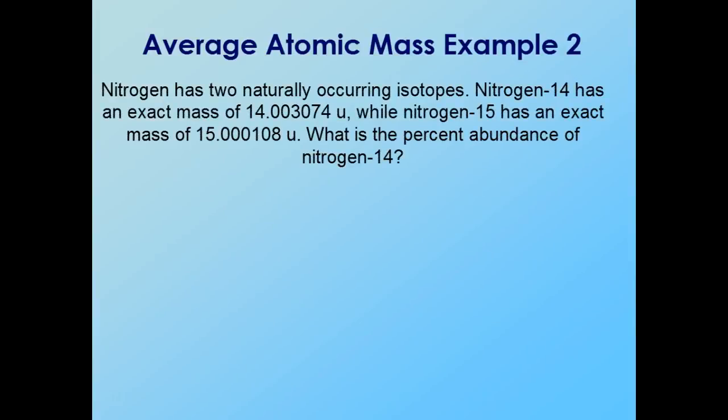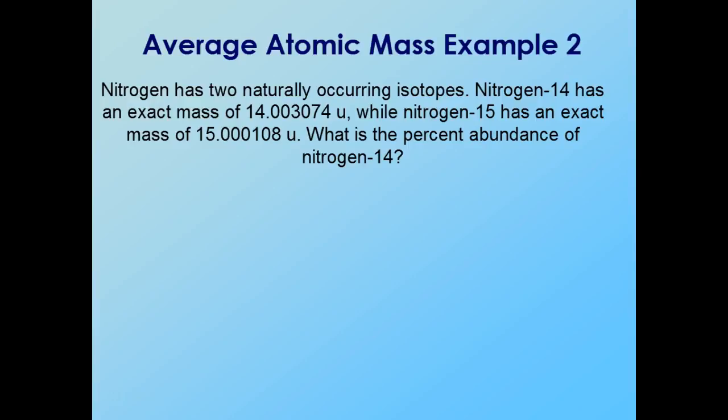So in our next example, we have nitrogen, which has 2 naturally occurring isotopes. Nitrogen 14 has an exact mass, so this is like the mass number, 14.003074 U, while nitrogen 15 has an exact mass of 15.000108 U. And we want to know what the percent abundance is of nitrogen 14.